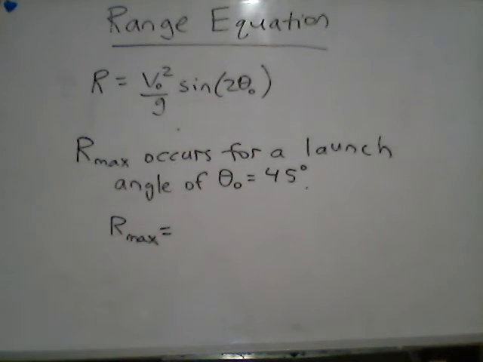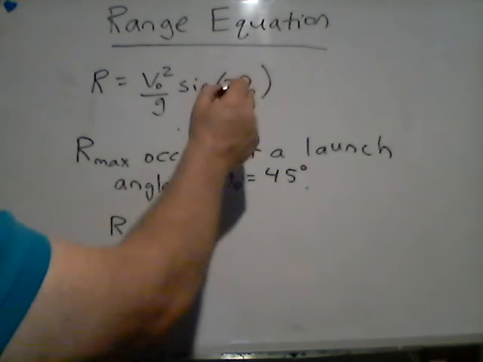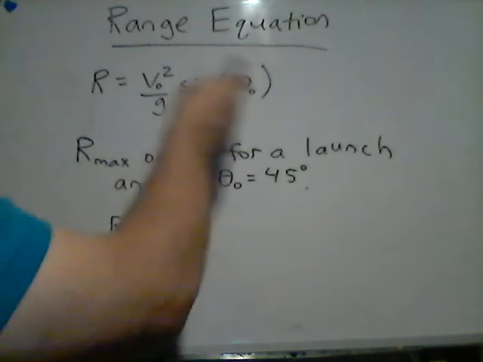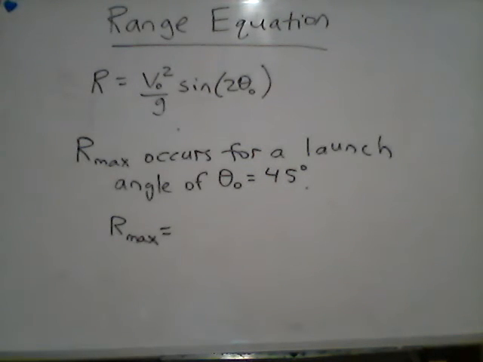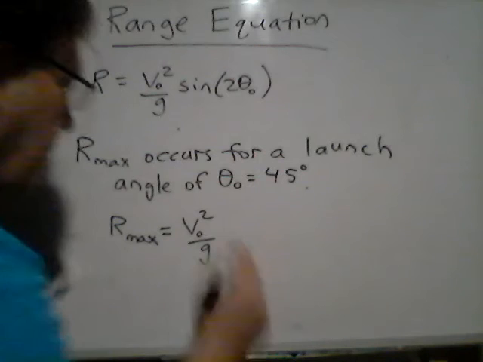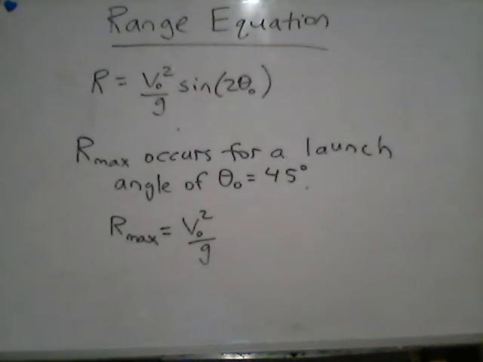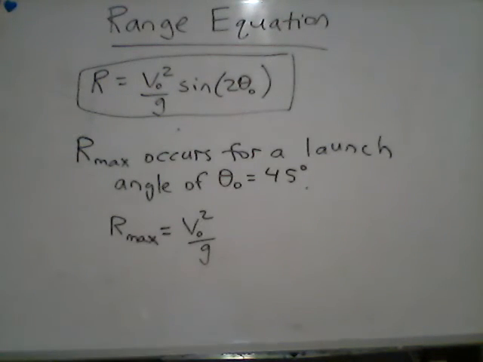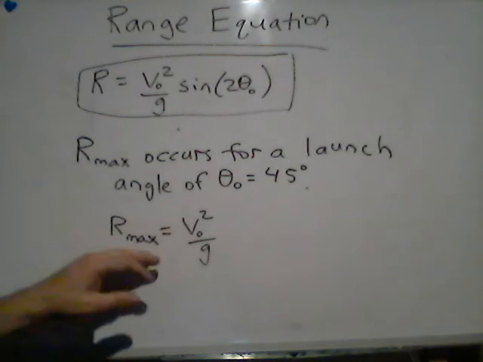And then R max would become, well, in that case, if this angle is 45 degrees, 2 times 45 degrees inside the argument is 90 degrees. The sine of 90 degrees is 1. So your sine function maximizes out at 1, and your R max then becomes simply V naught squared divided by G. So again, that is the maximum value. The maximum range of your cannon occurs at a 45 degree angle. Okay, and so again, this is the range equation. We'll see it again. We'll use it, and this would be what your R max would be.